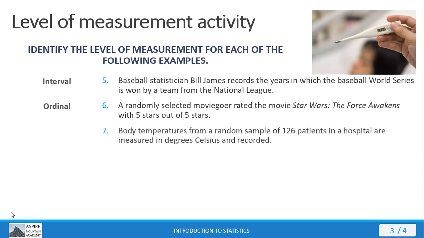Okay, next up we have body temperatures in degrees Celsius from a random sample of 126 patients in a hospital. Well, this is interval. You should know after the last 2 mini lecture videos that temperature data from either the Fahrenheit or Celsius scales have the interval level of measurement. They're quantitative data that have no natural 0 point, but do have meaningful differences between data values.